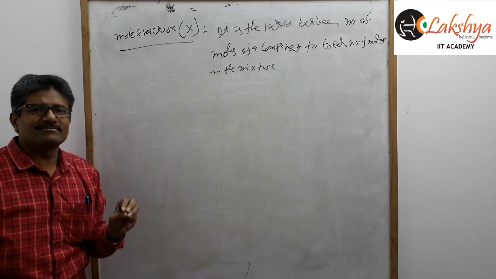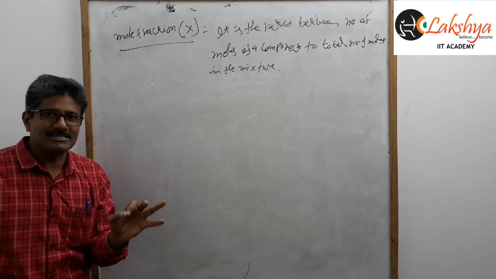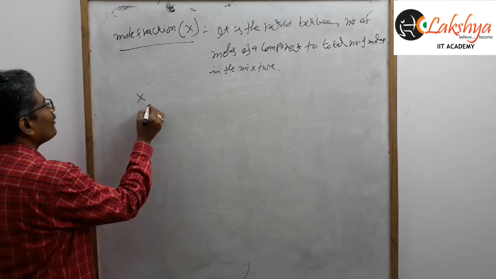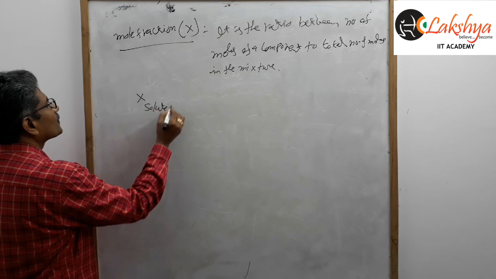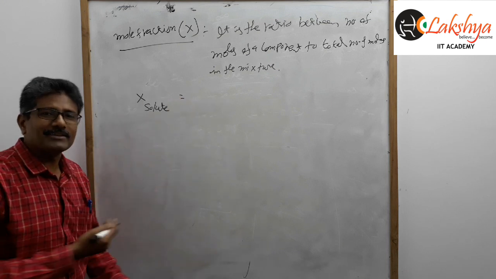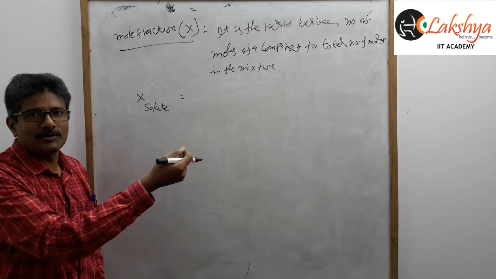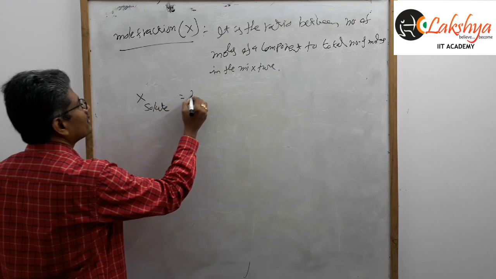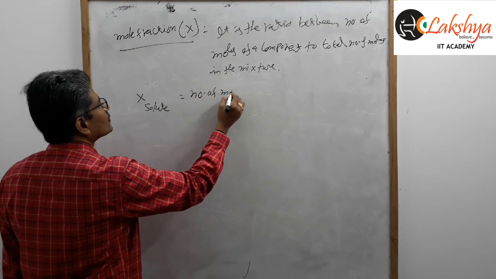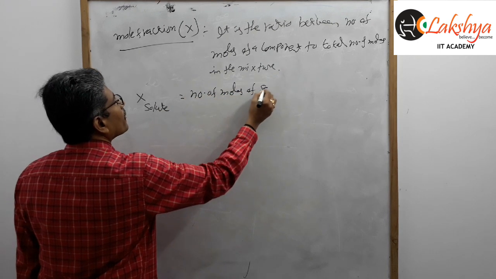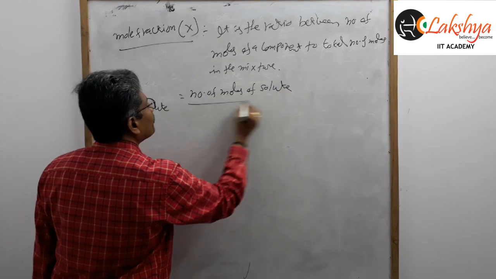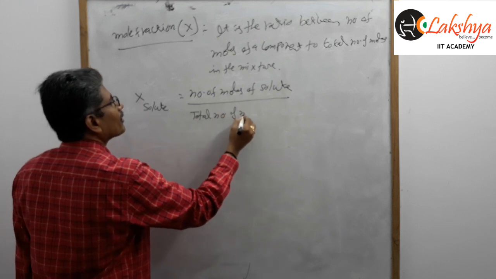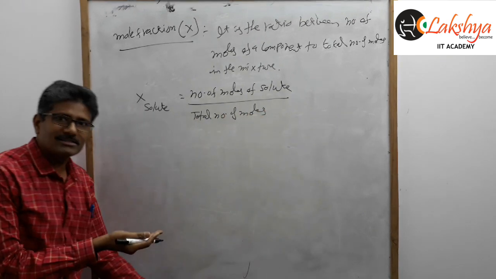See, a solution contains only two components, one is solute and the other is solvent. I am writing here, mole fraction of solute. The formula for this is number of moles of solute to the total number of moles. Mole fraction is equal to number of moles of solute by total number of moles in the mixture.